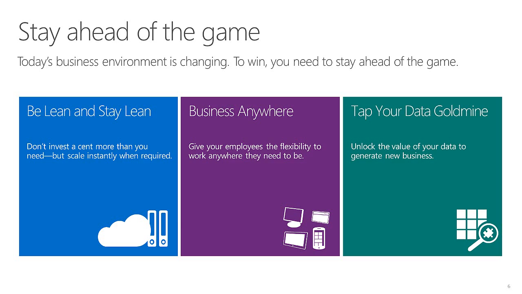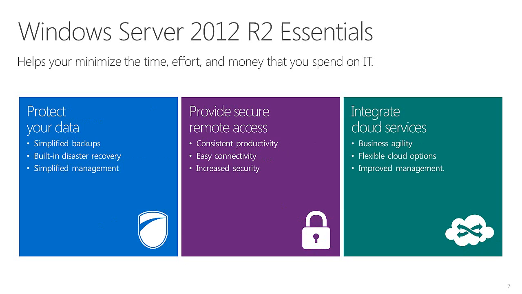So these three different areas make up the Stay Ahead of the Game campaign. As we look at Essentials and how it can help, and how the different features and functionality address some of these needs, we have organized this into three main areas as well. The first one, a long-standing need that we see for small and medium-sized businesses, is the capability of protecting your data.